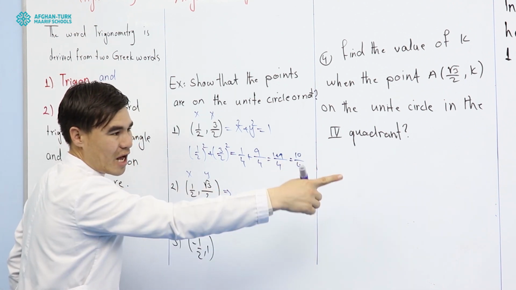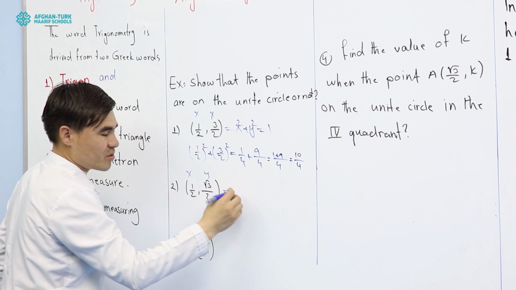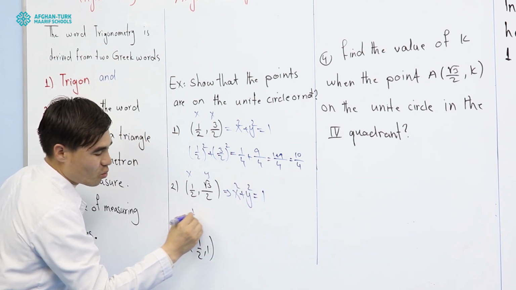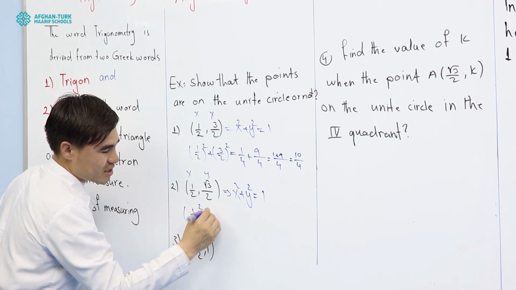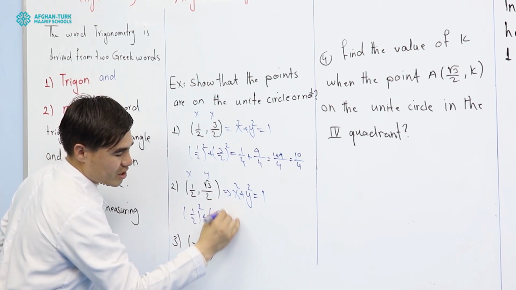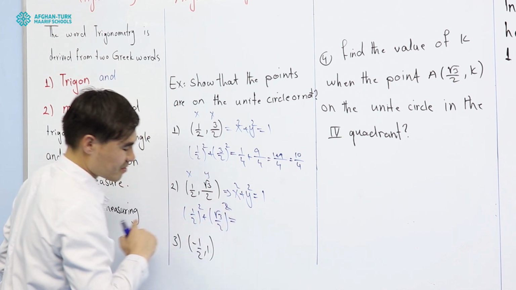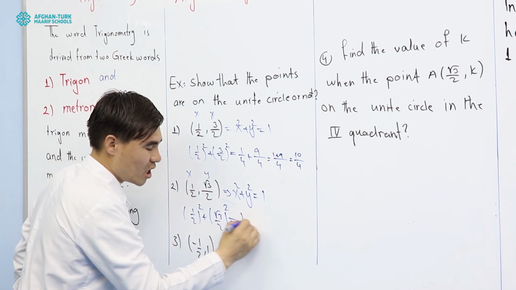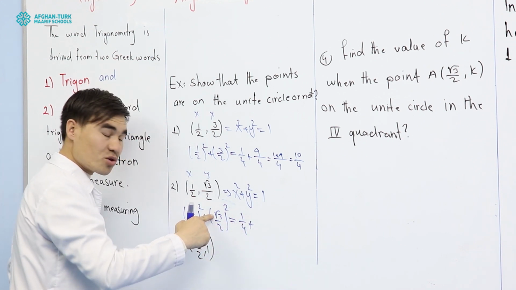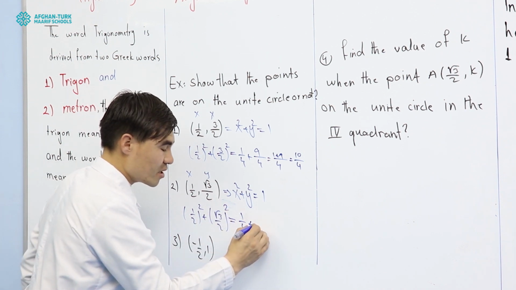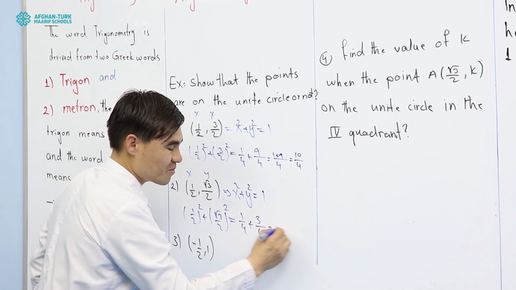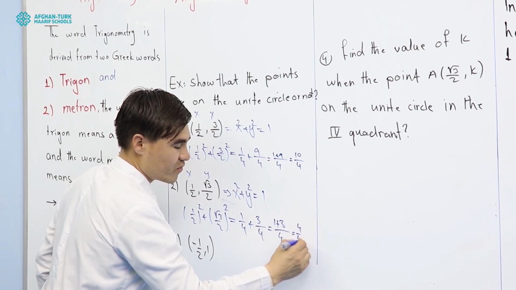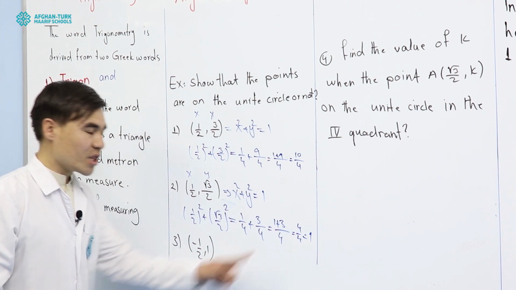According to the unit circle's formula, x squared plus y squared is equal to 1. Here, (1/2) squared plus (square root of 3 over 2) squared. When I simplify, (1/2) squared is 1/4 plus (square root of 3 over 2) squared will be 3 over 4. 1 plus 3 is equal to 4 over 4, which is equal to what? Number 1. This is true.